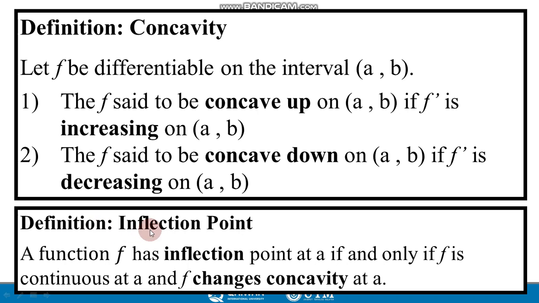And this is the inflection point definition. We say a function f has an inflection point at A if and only if f is continuous at A and f changes concavity at A. That means the left hand side and right hand side concavity are different.